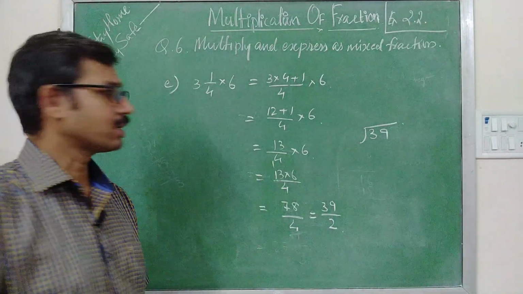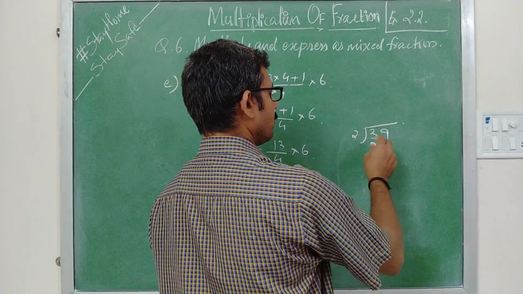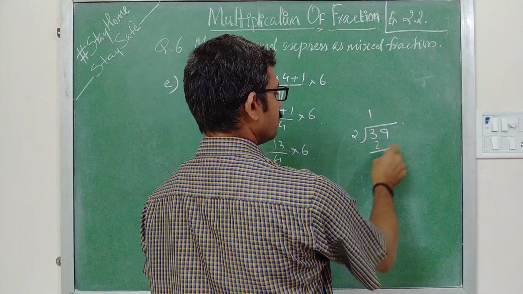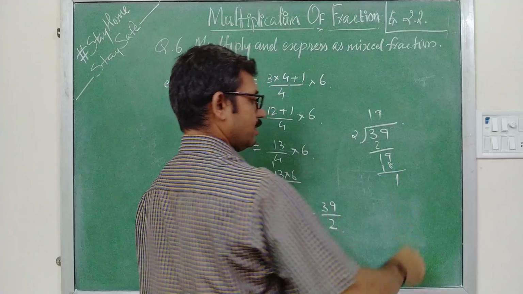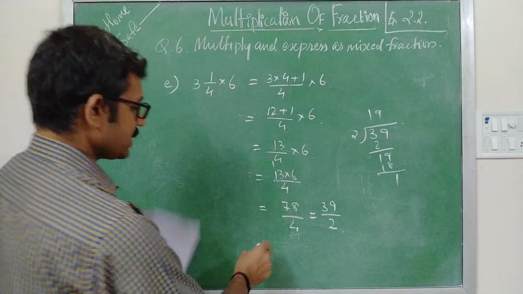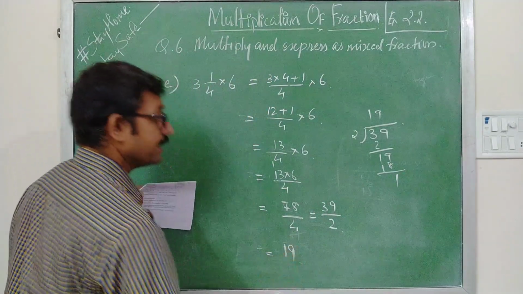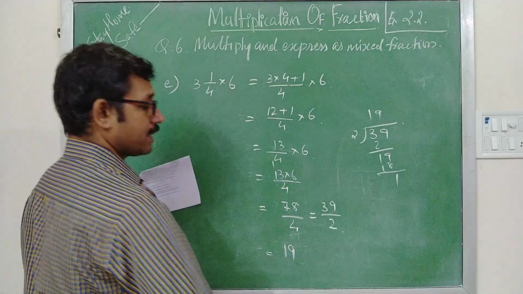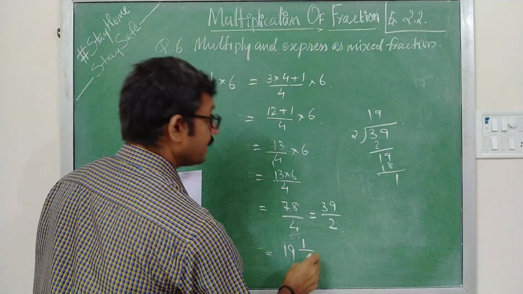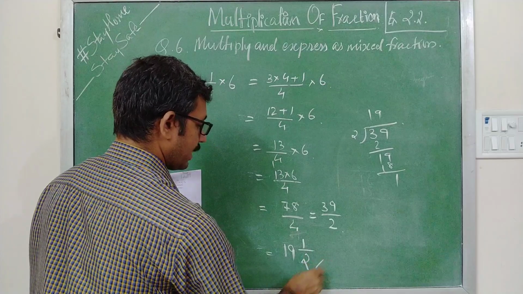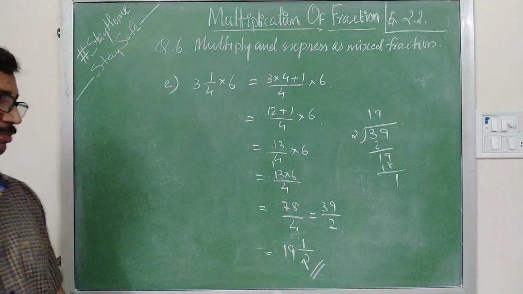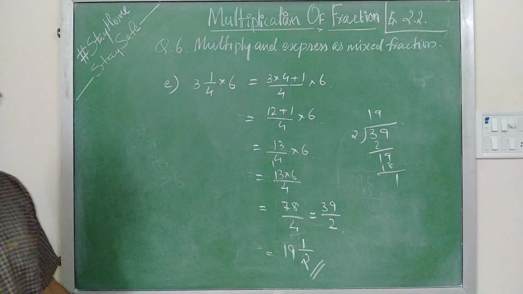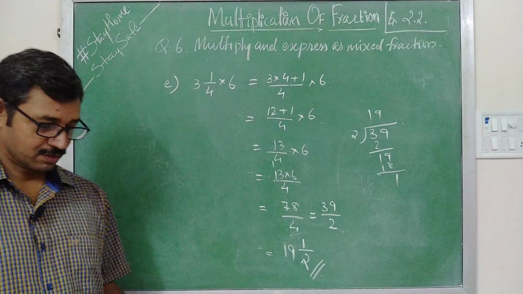Now divide. So what will you get? 39 divided by 2: 1 twos are 2, 1, 19, 9 twos are 18, 1. So the integer part is 19, the numerator part is 1 and the denominator part is 2. I hope you understand the conversion to the mixed fraction. That is very important. So you can do this.